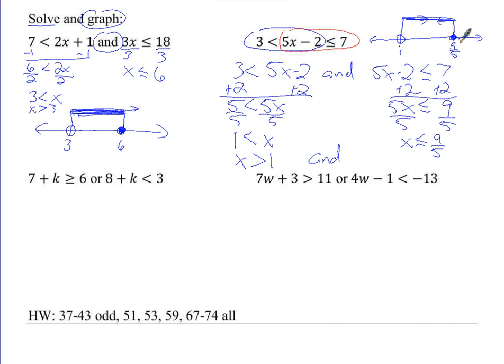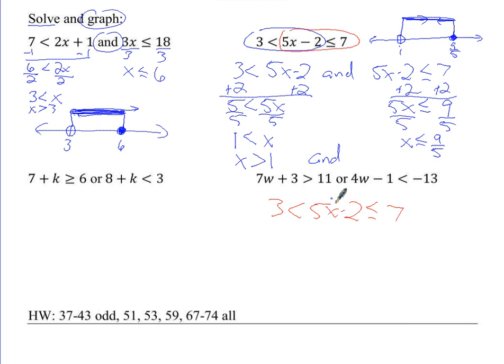That's the answer. I want to show you the other way to do this, and I'm going to do that in this space right here. So for right now, we're ignoring this problem. The other way to do this, 3 is less than 5x minus 2 is less than or equal to 7, is to just go ahead and do this problem as is.